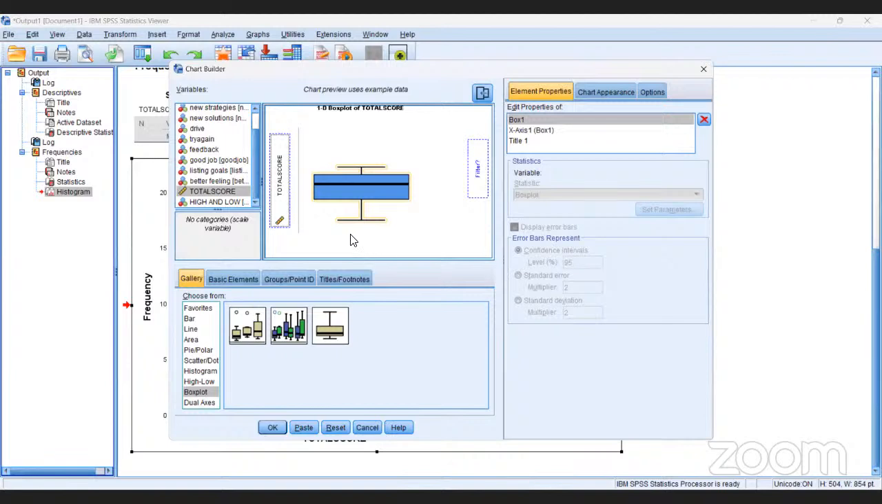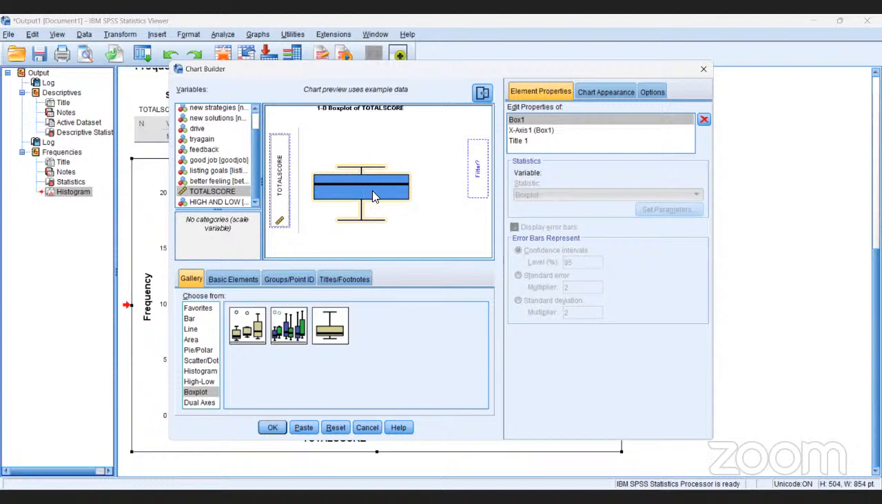So sir, that indicates... why is the box not in the middle there? Why is the box a little towards the upper end? This is the median value. Yes, sir, this is the median value. So the median value is close to the maximum.